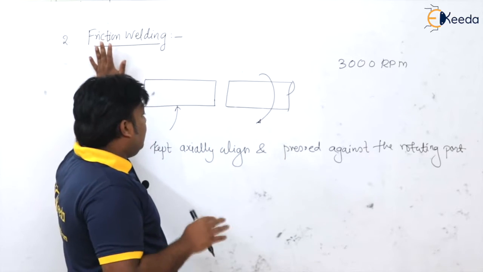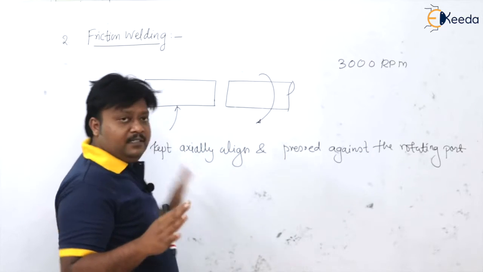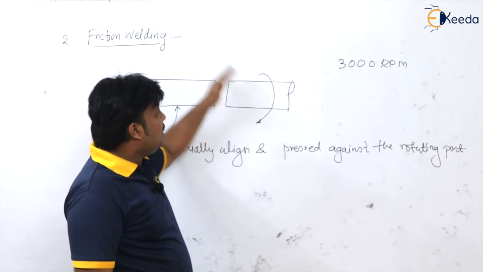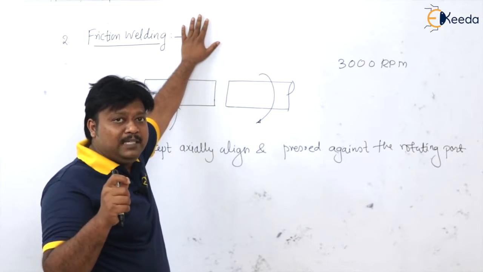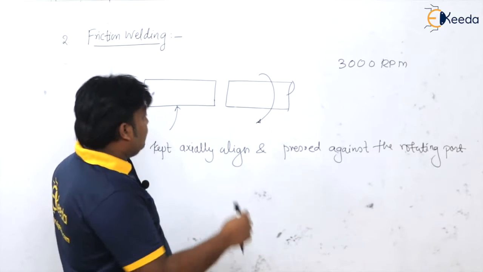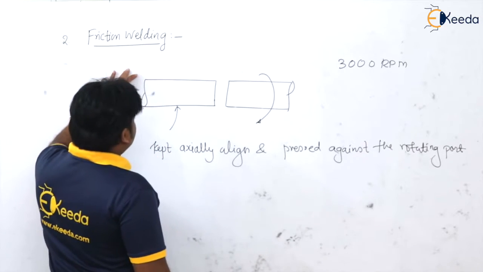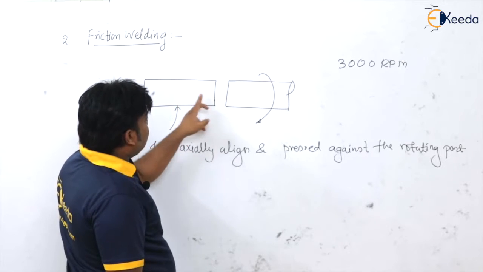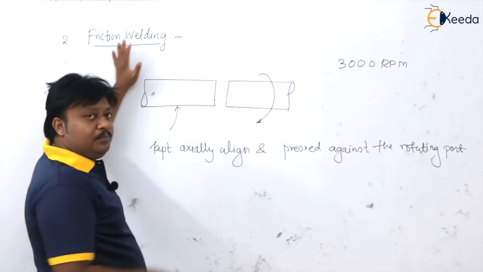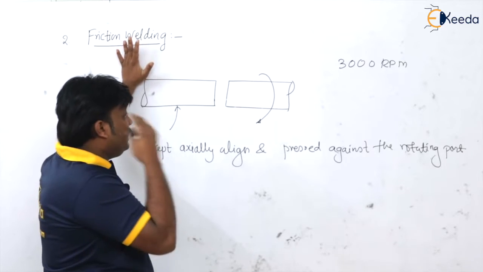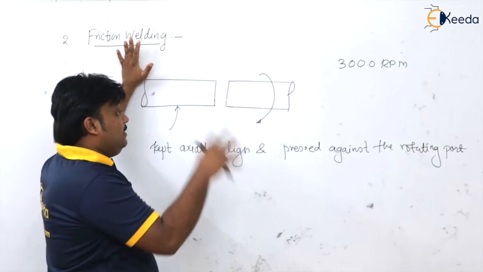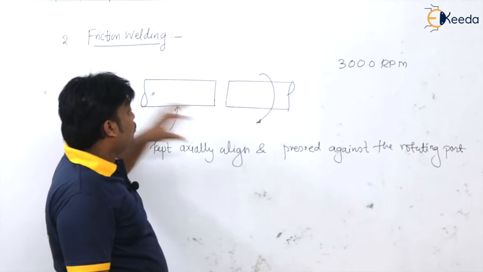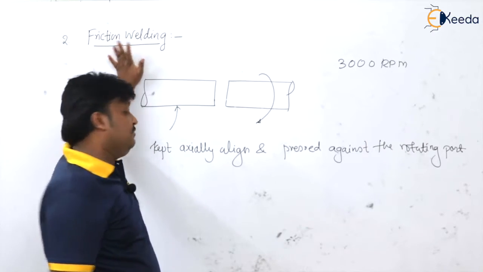Now when the rotation of the rotating part is stopped abruptly, we start increasing the pressure on the fixed part. Because of the increasing pressure, heat is produced and the joint happens there, and this process is known as the friction welding process.